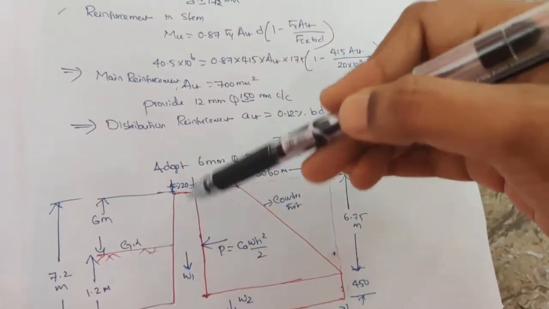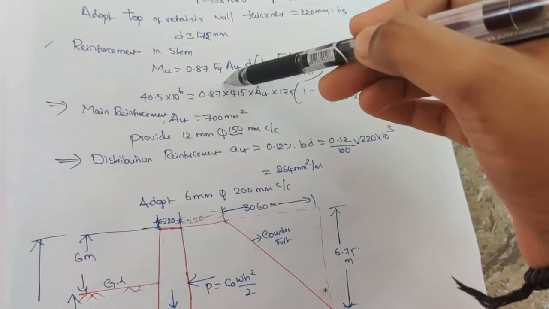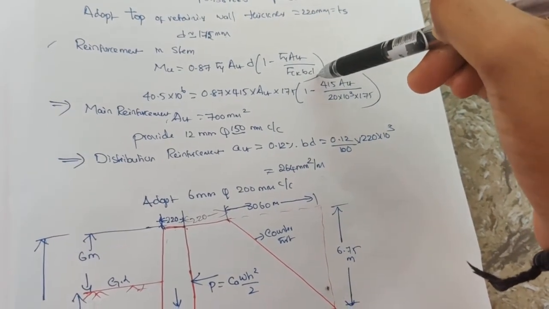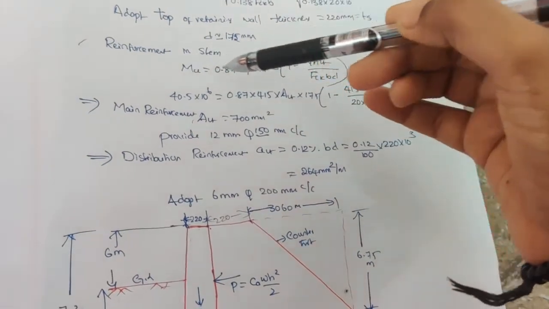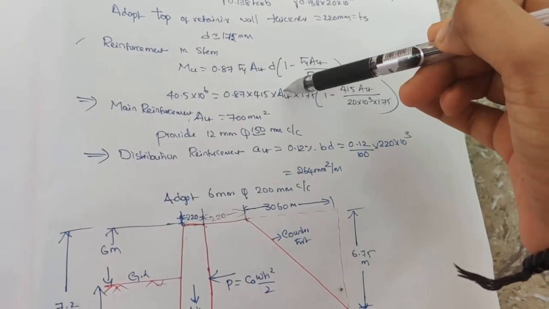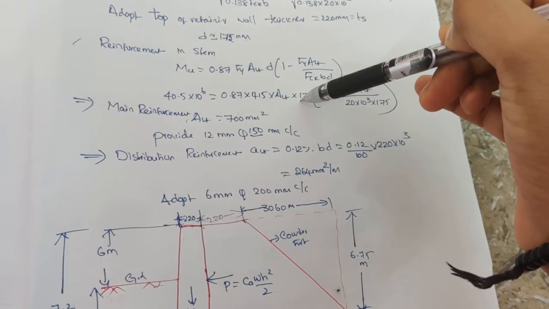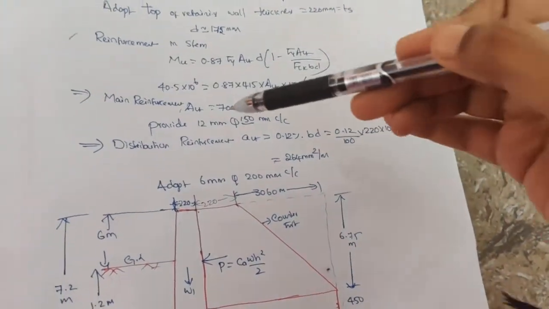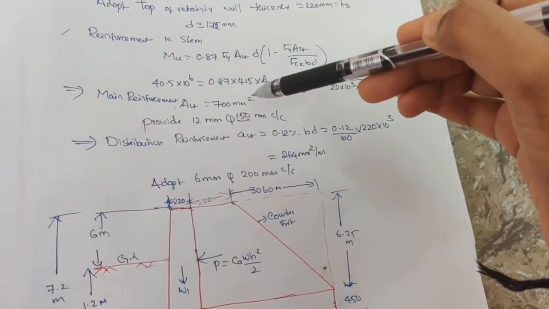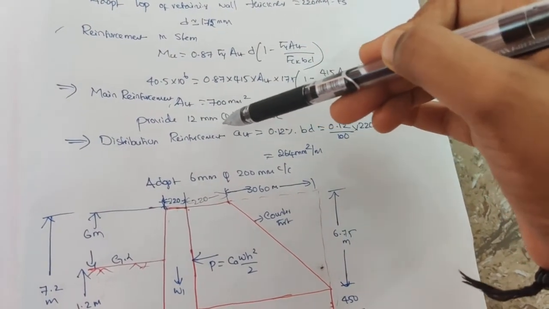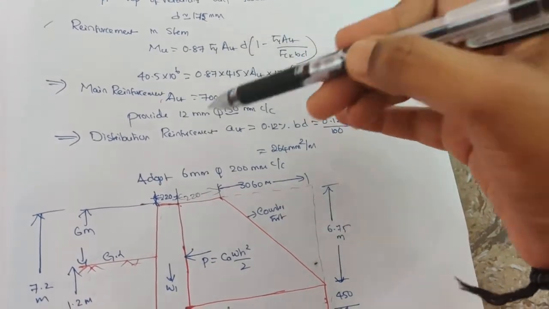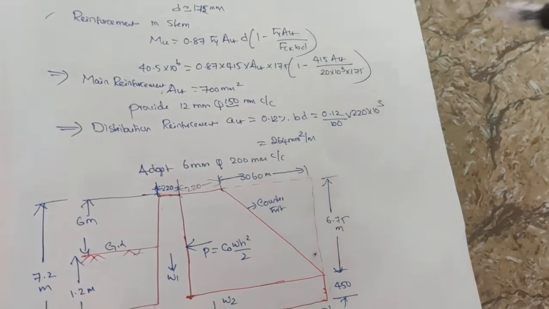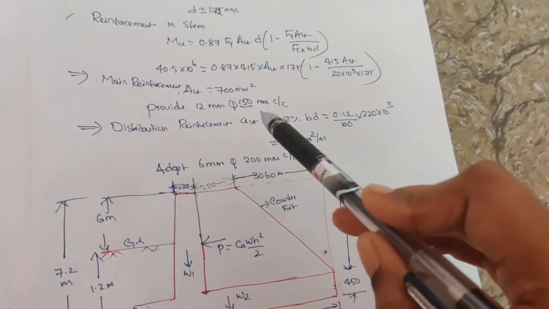So reinforcement in the stem part, how much you have to provide: Mu is equal to 0.87 Fy AST d into (1 minus Fy AST by FCK B d). So when you substitute all the values here, AST will be the unknown. You will get one equation in AST square plus something, and you will find the AST. After finding the main reinforcement in mm square, you have to adopt a diameter, minimum or maximum. So 12 mm diameter we have taken for 700 mm square with 150 mm center to center spacing. So this one is the main reinforcement.